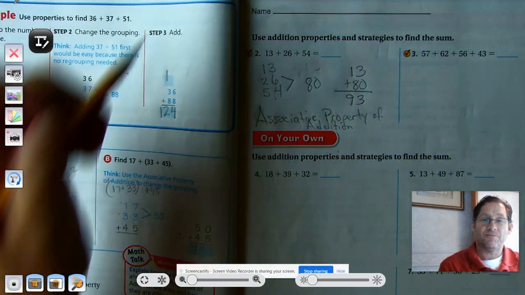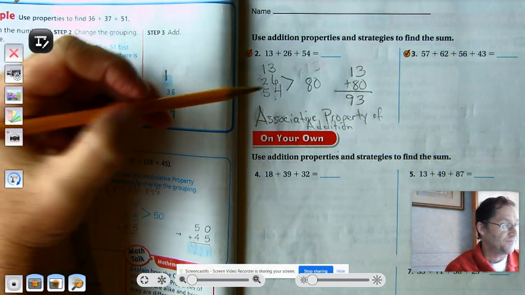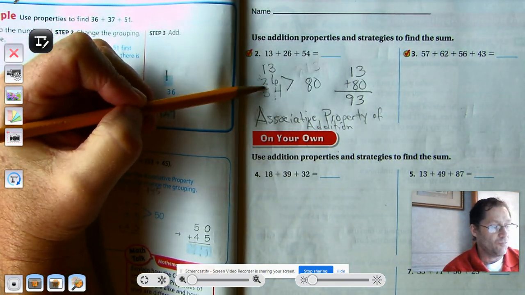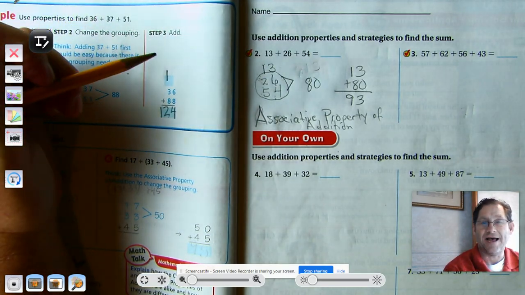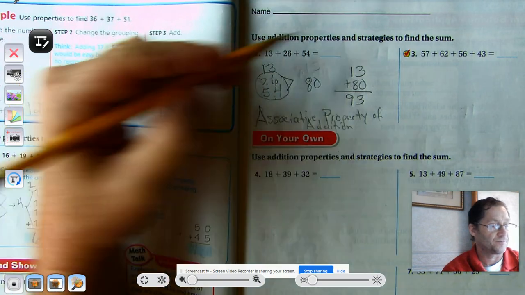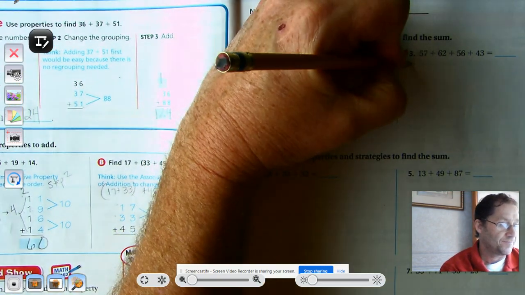So that was an example of using the associative property of addition. Because we kept the numbers in the same order, we just grouped the second and third addend instead of doing the first two. All right, number 3.